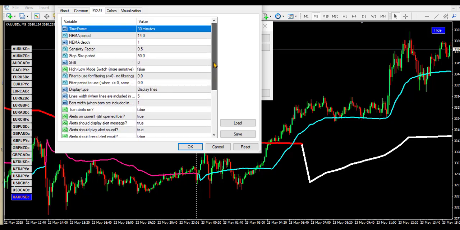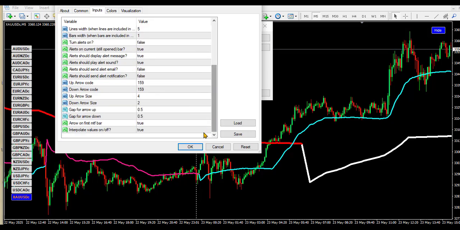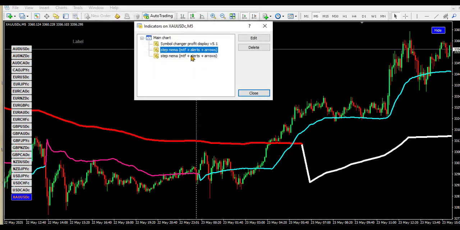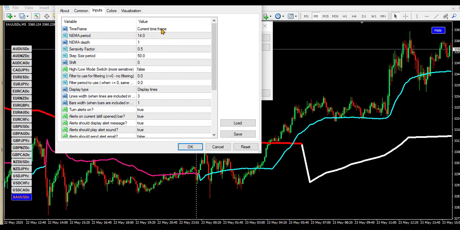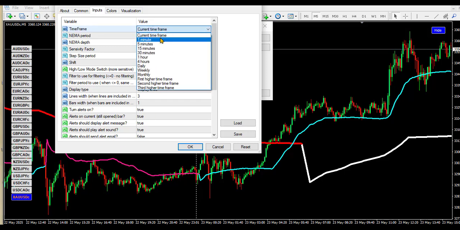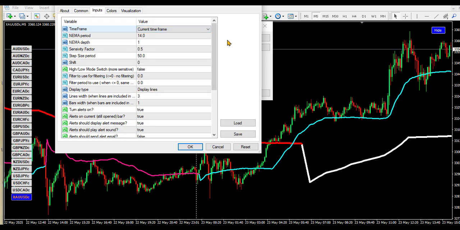And for the second one, I use the current time frame. So any time frame you change to, it's going to tell you what is going on on that current time frame. That's why I use the current time frame, since I may scalp on 1 minute or 5 minutes. So if I want to scalp on 5 minutes, it will show me what is going on on 5 minutes, and if it's on 1 minute, it will show me what is going on on 1 minute. So these are the values also.